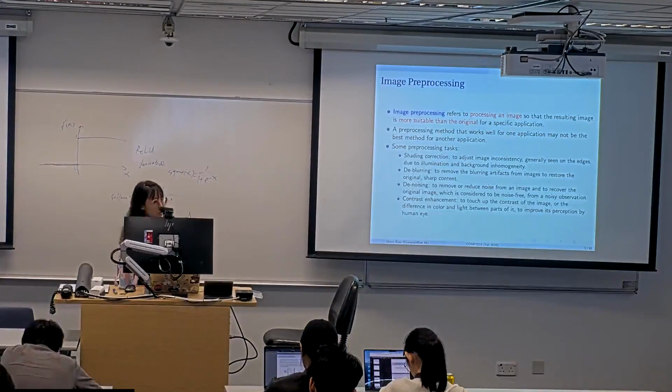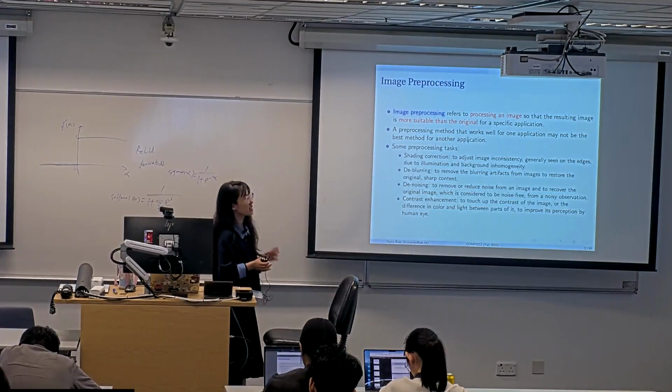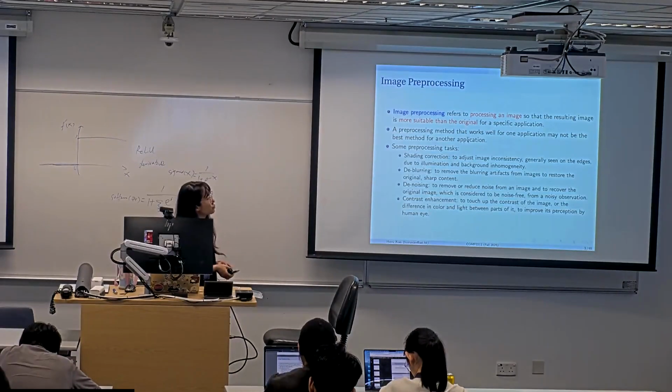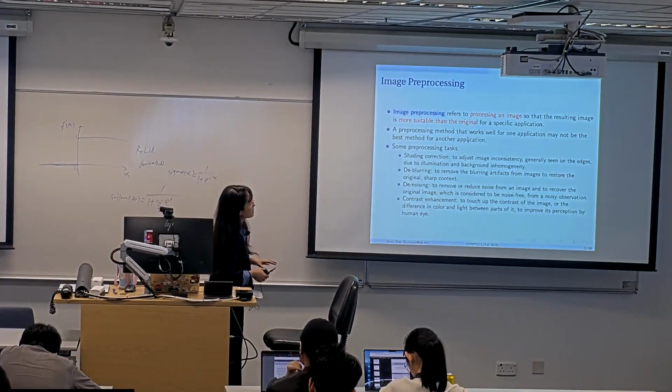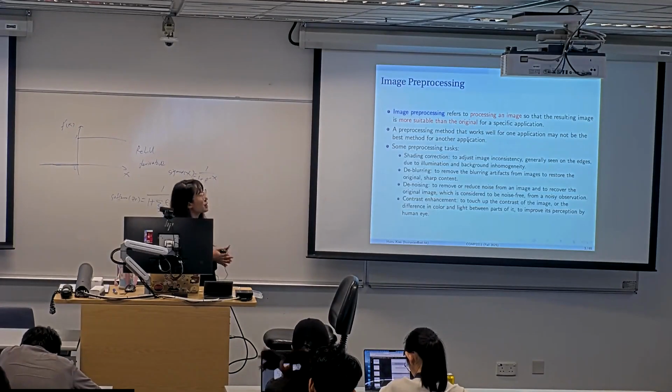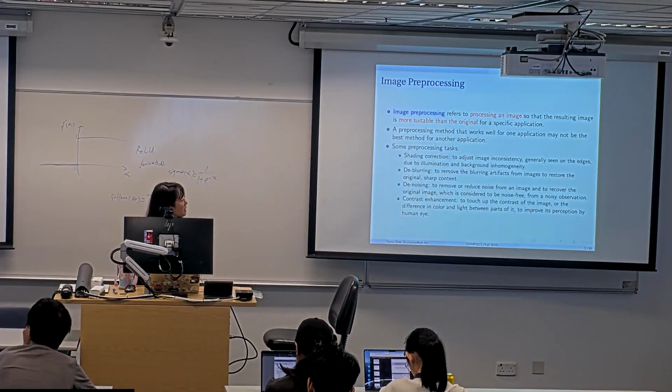Image pre-processing refers to processing an image so that the resulting image is more suitable than the original for a specific application. A pre-processing method that works well for one application may not be best for another, so it depends on the specific application you want to deal with. And here are some very commonly used pre-processing tasks.